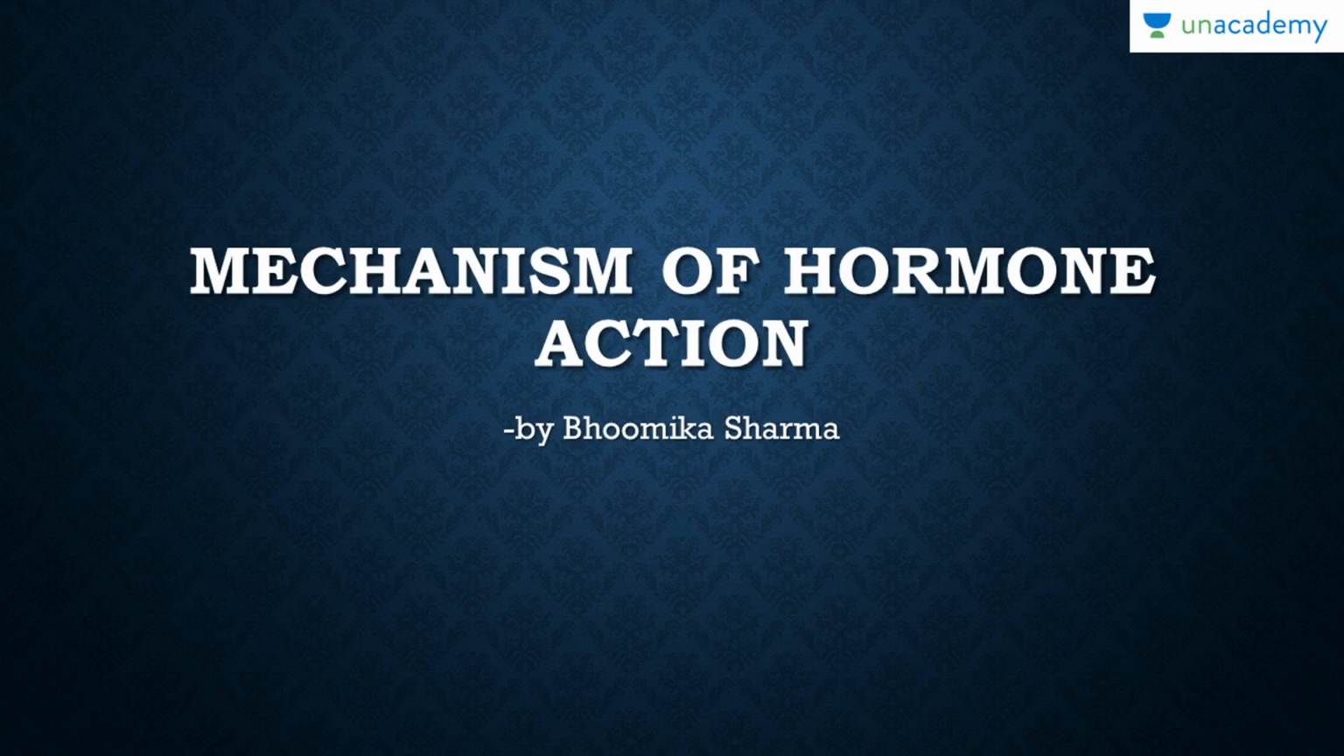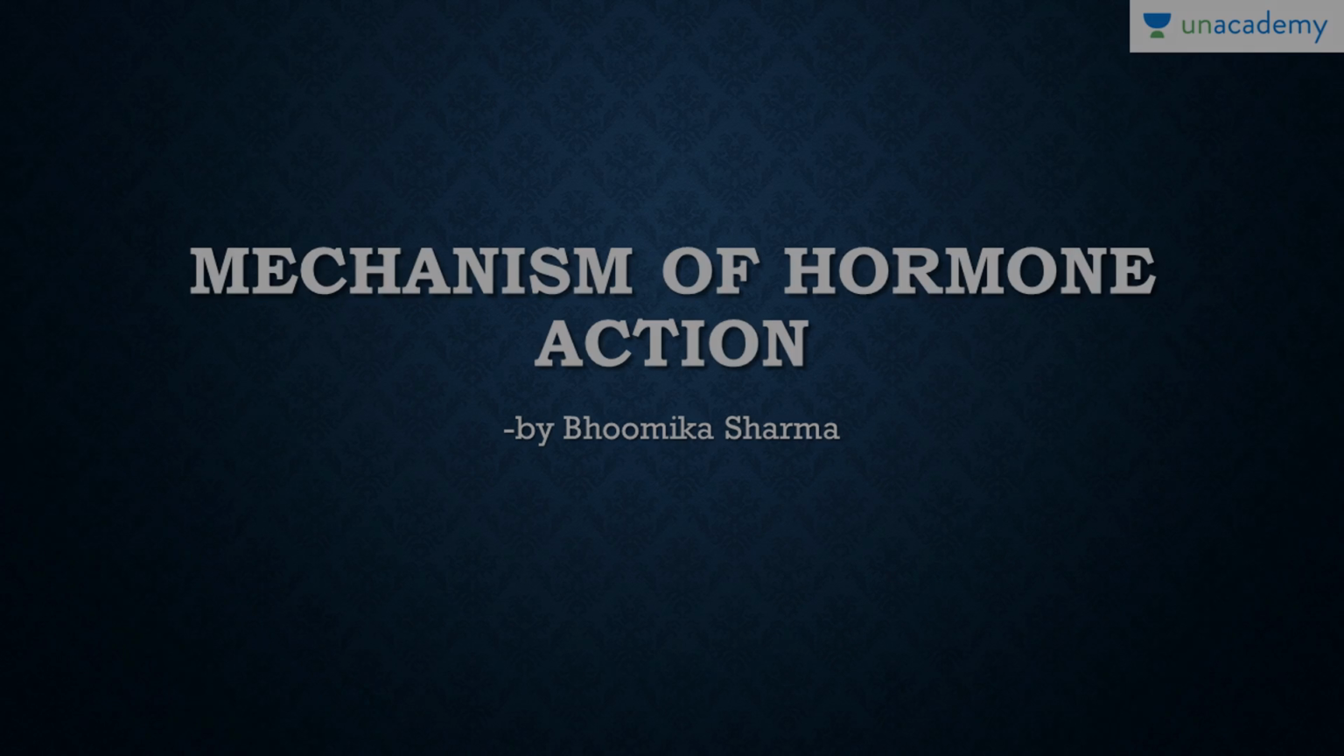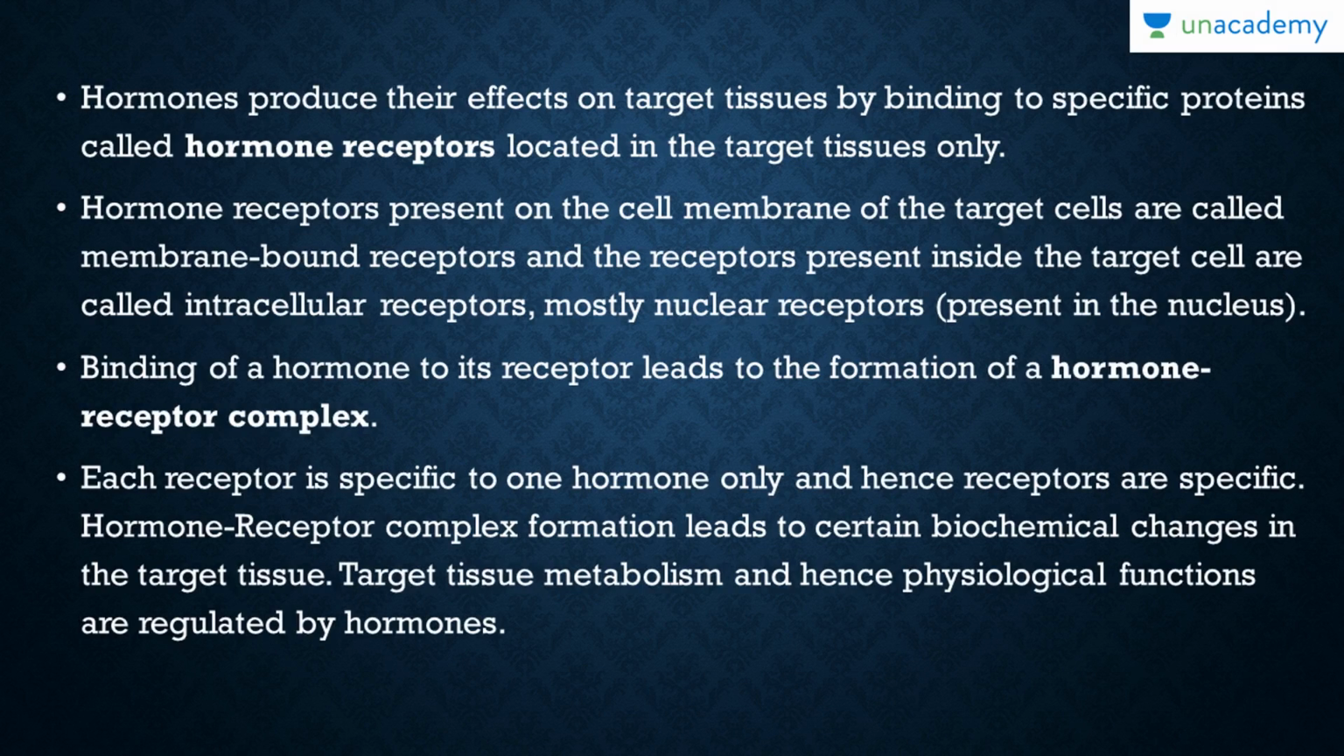We have already done the glands and some hormones that they secrete, and that they secrete these hormones into the bloodstream. But how do these hormones bring about the physiological change that they ought to? So let's get started. Hormones produce their effects on target tissues by binding to specific proteins called hormone receptors located in the target tissues only.